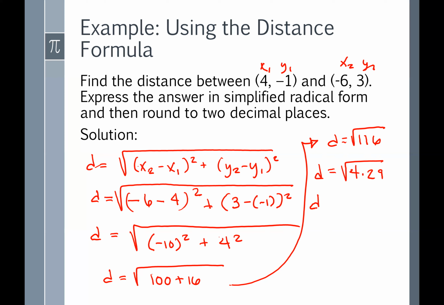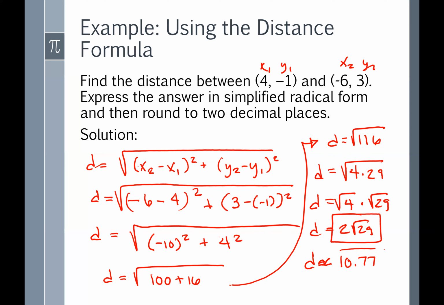So from the law of exponents, the square root of a product is the product of their square roots. So that is 2 square root 29. And that is the exact distance between those 2 points on the coordinate plane. Again, if we want to find a decimal approximation, we can go to our calculators, and this is approximately 10.77. So exactly, it's 2 square root 29. Approximately, it's 10.77.